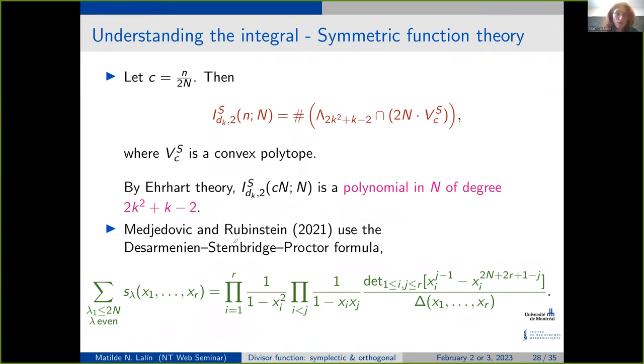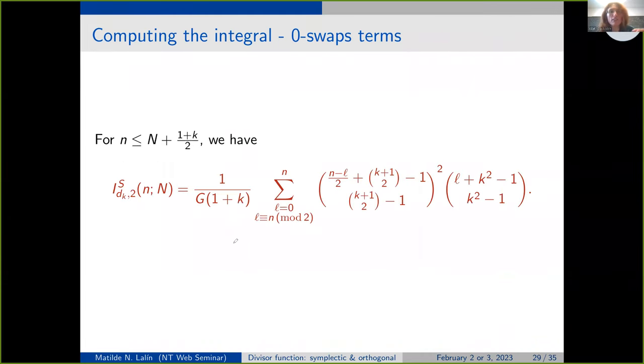Okay, so there are formulas coming from representation theory that allow us to also compute these coefficients if we have enough patience. In practice, when things go big, this doesn't work very well. But for small values, when k is small with respect to n, we can compute things.